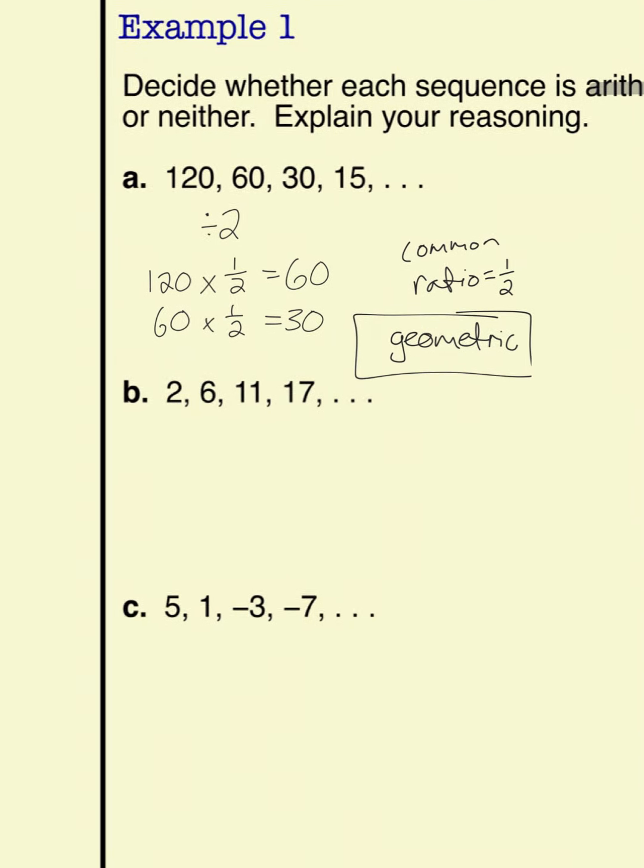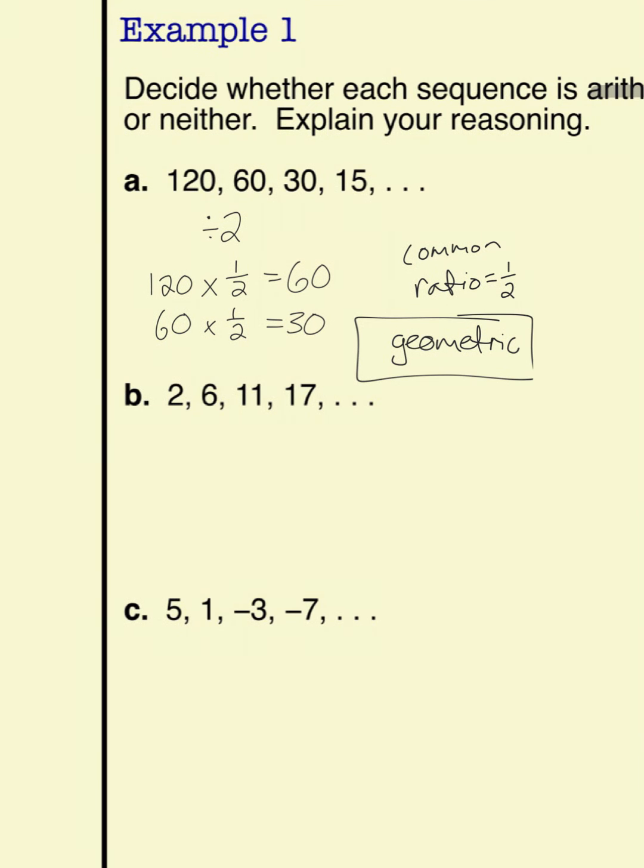All right, in the second example, I have 2, 6, 11, 17. They are not multiplying, so I'm going to find the difference between each term. From 2 to 6, it adds 4. 6 to 11, it adds 5. 11 to 17, it adds 6. It's not adding the same number, so it can't be arithmetic. It's not multiplying, there's no common ratio, so it can't be geometric. Therefore, B is neither.